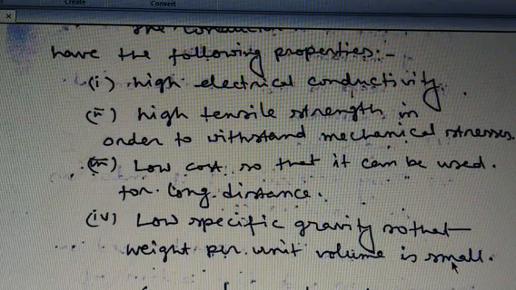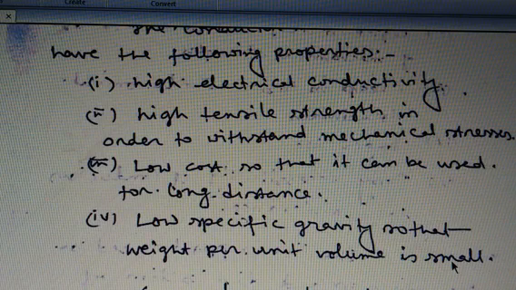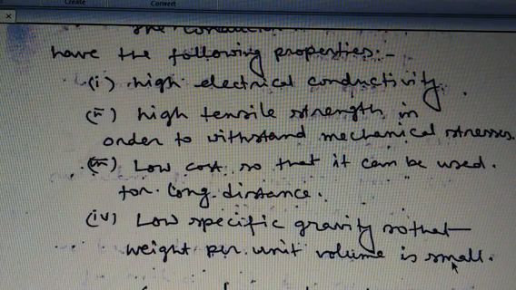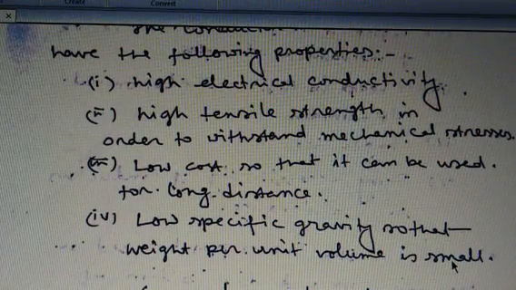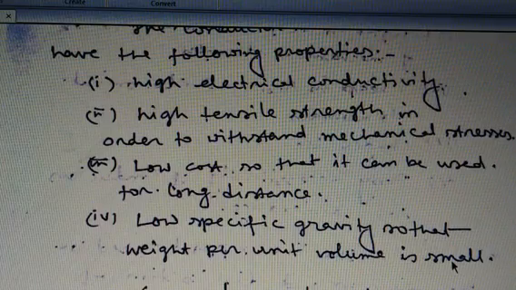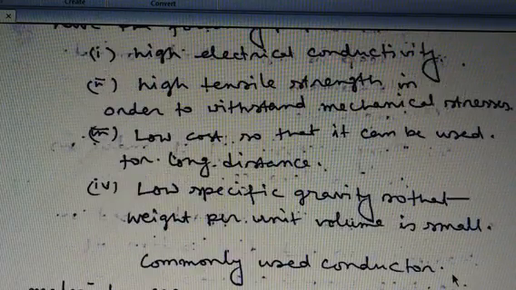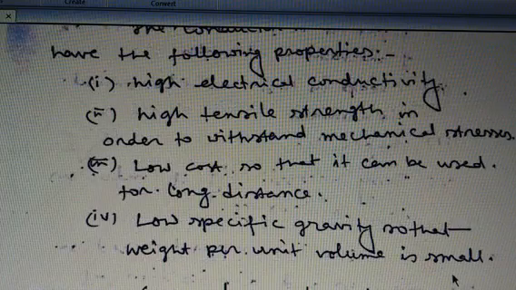All the above requirements are not found in a single material. That is the problem. Therefore, while selecting a conductor material for a particular case, a compromise is made between the cost and the required electrical and mechanical properties. That is a big problem, because not a single material is present where all the properties are found. So we can select or compromise some factors for a particular material.